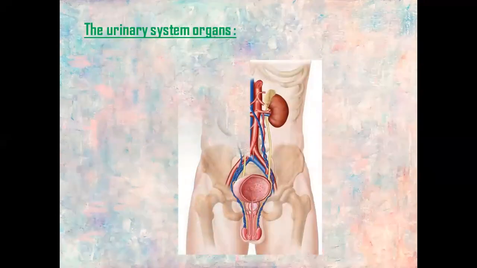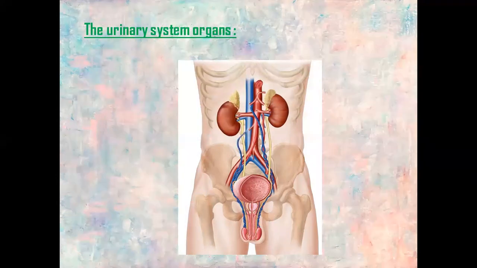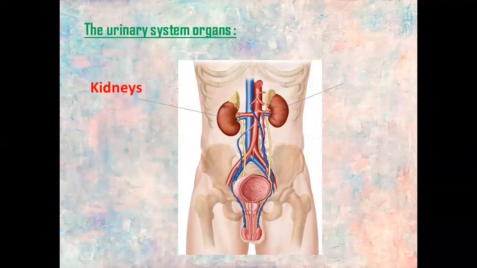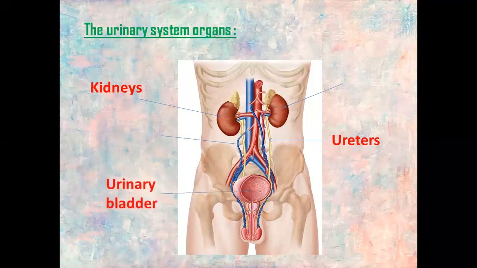Okay, let me remind you again what the organs of the urinary system are. This is another photo of the urinary system. We said first we have two kidneys. Then we have two ureters. Then this part which is called the urinary bladder.